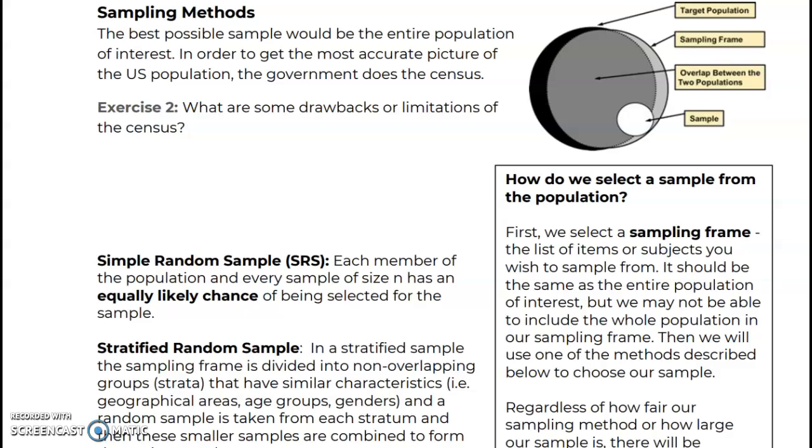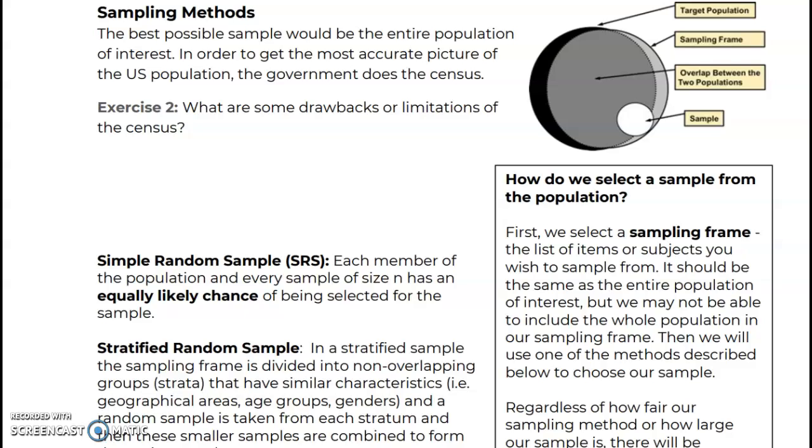In the illustration, you can see the target population, which is the entire group that we're interested in. Then we have the sampling frame, which may or may not be the exact target population, but there should be some overlap. And then we choose a sample. Again, the idea is to choose a representative sample.